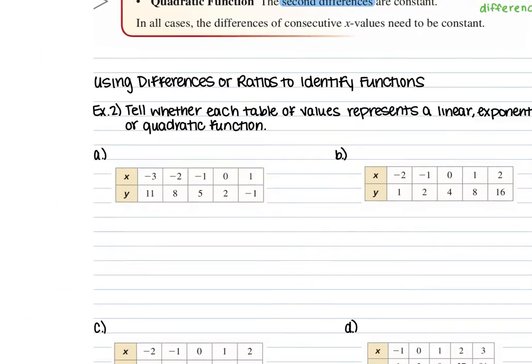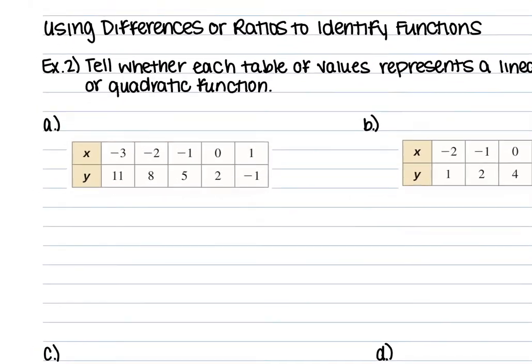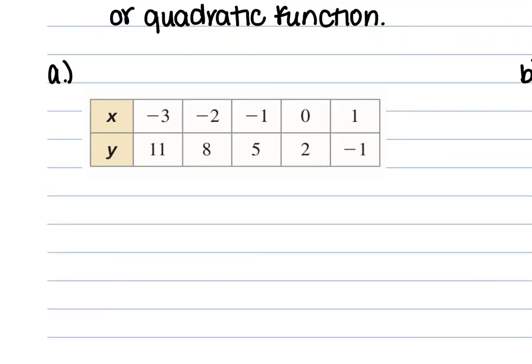These, and then we're done. Once we're done with this, we're done, okay? Tell whether each table of values represents linear, exponential, or a quadratic function, okay? Let's look at the first one. Is there a common difference happening here? Or is there a common factor happening here? Diana, what do you think?